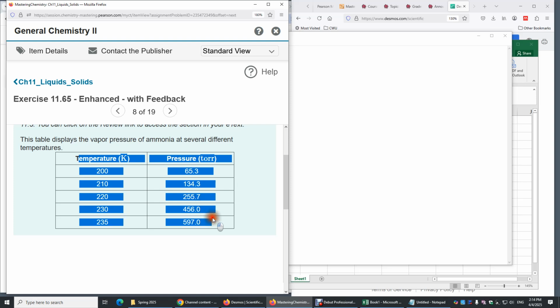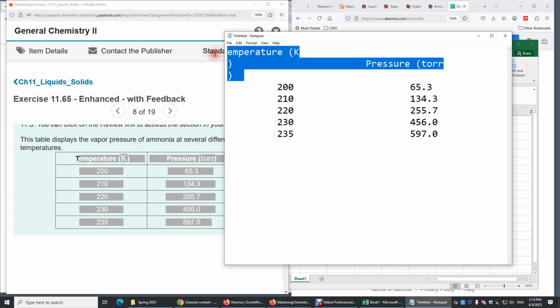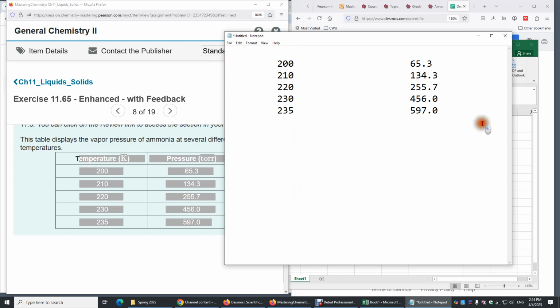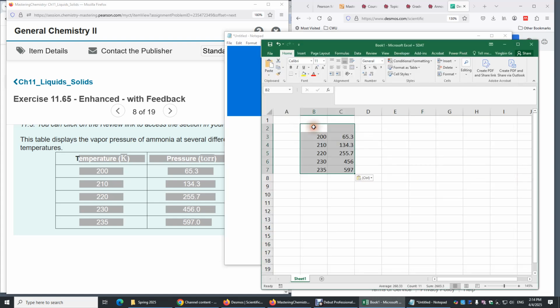We have temperature and pressure. I'll copy and paste it to Notepad, and then I copy and paste this to Excel. The reason I don't copy this directly into Excel is that if I do that, those will not be numbers, those will be text. So over here, Kelvin, this is pressure, torr.